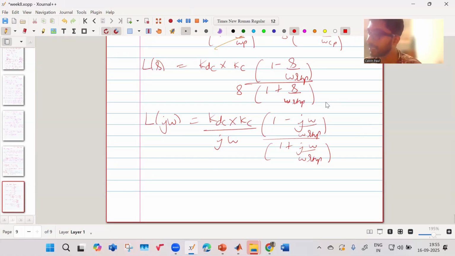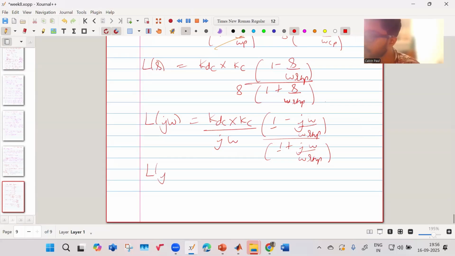So this is a complex quantity. It has a real part and it has an imaginary part. This is your real part, this is your imaginary part. You can also write it in terms of a magnitude and phase.